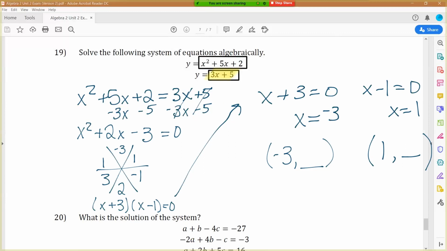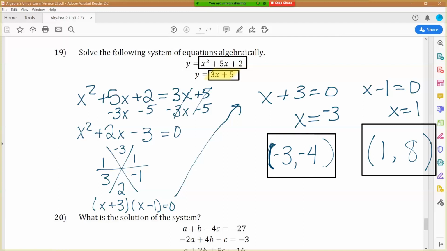So if I know x is negative 3, I'm going to take 3 times negative 3 plus 5. Well, 3 times negative 3 is negative 9, plus 5 is negative 4. So this ordered pair would be negative 3, negative 4, final answer. For the second one, I'm going to plug in 1. Again, I'm going back to that linear equation because it's easier. 1 times 3 is 3, plus 5 is 8. And there's my second answer.